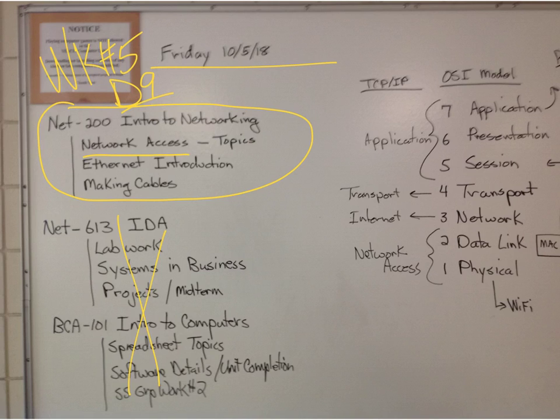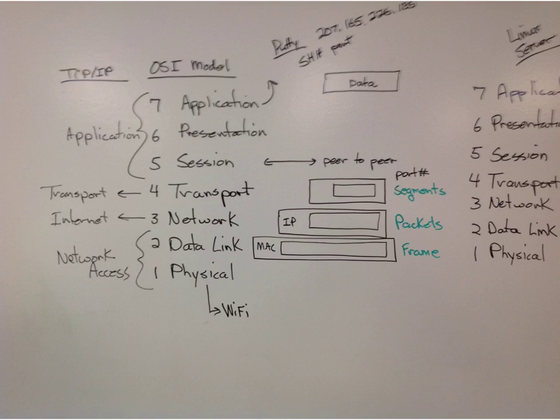Network access. How do we get into a network? Topics: Ethernet introduction. Talk about making cables. So here we go. Talking about the OSI model, the TCP/IP model.